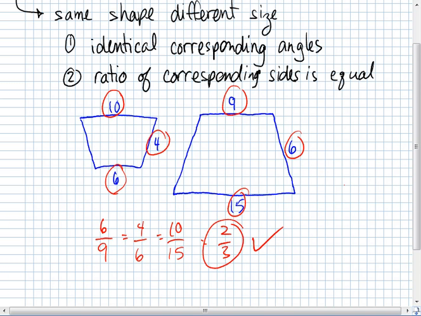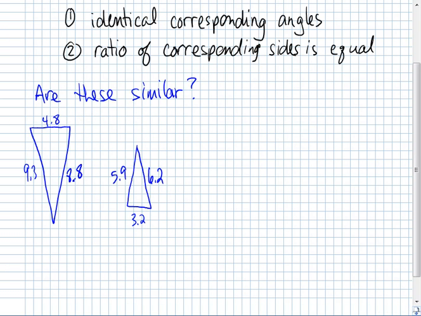The good news is you don't have to look for both. Once you know one of these is true, either 1 or 2, it automatically implies the other. So if you know the corresponding angles are equal, that means that the ratio of corresponding sides is also equal, and vice versa. So, for example, these two triangles, to figure out if they're similar, you either have to look at their corresponding angles or the ratio of corresponding sides.